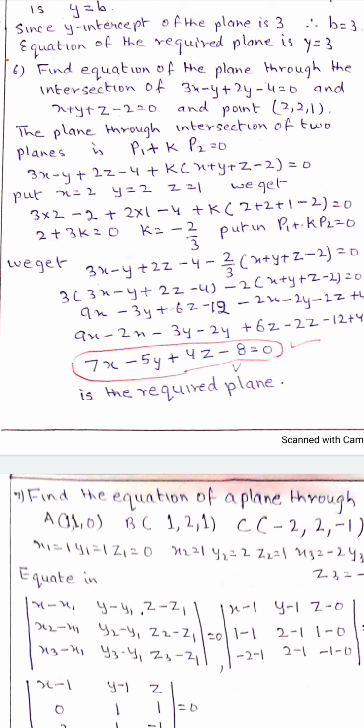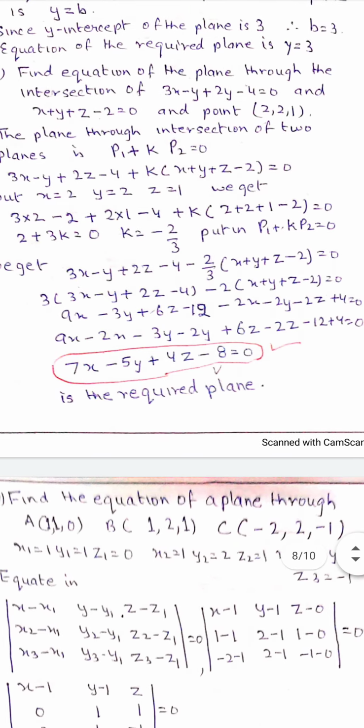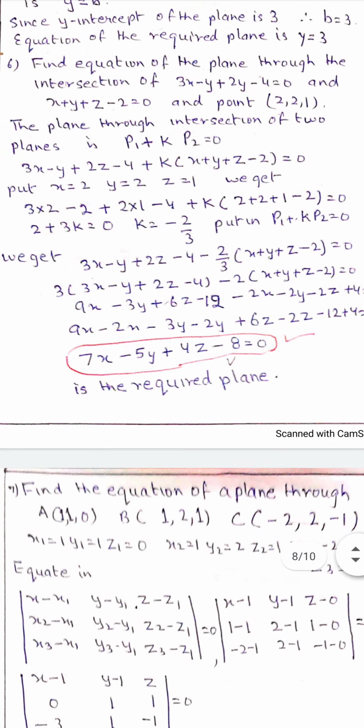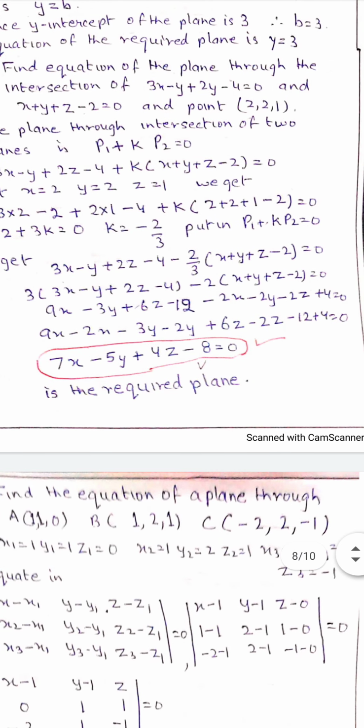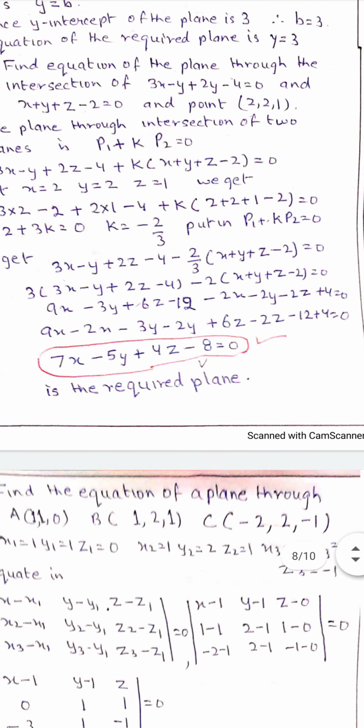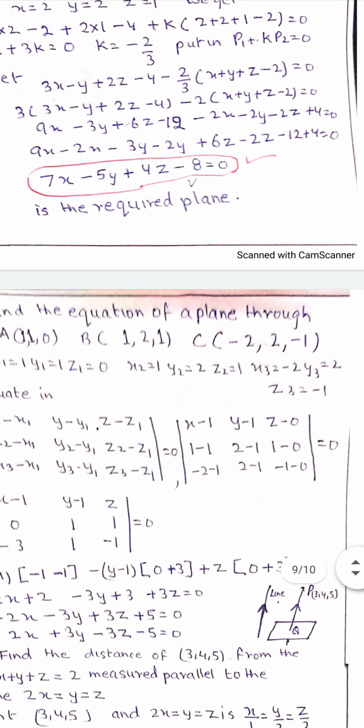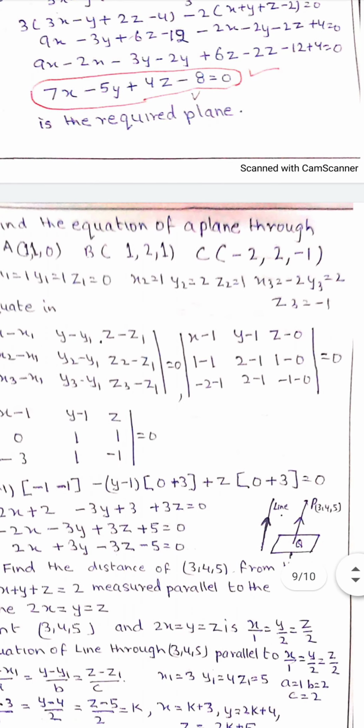After getting k as minus 2 by 3, we again put the value of minus 2 by 3 in place of k and take the LCM and solve it. We get the equation 7x minus 5y plus 4z minus 8 equal to 0. Students, we have to do some calculation all by yourself. Try to do these questions even after seeing them in the videos yourself, and you will find yourself very confident while doing it all by yourself.